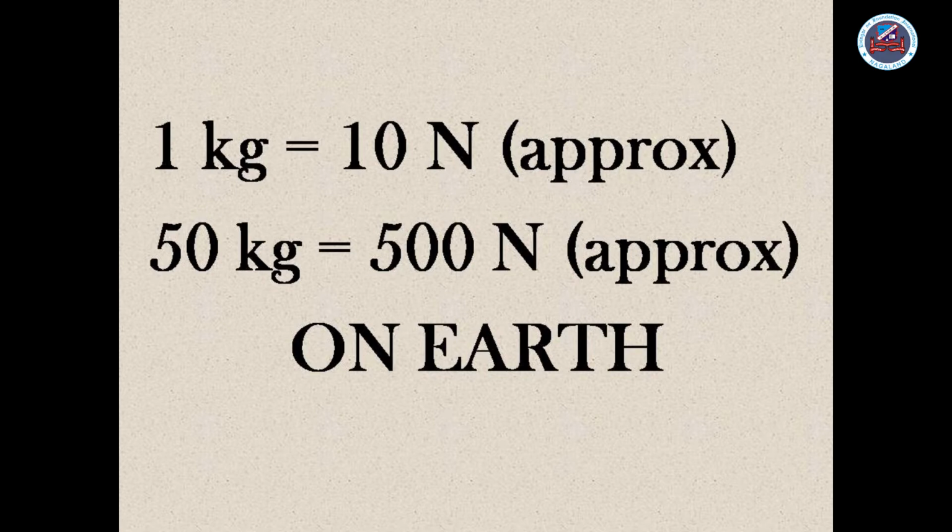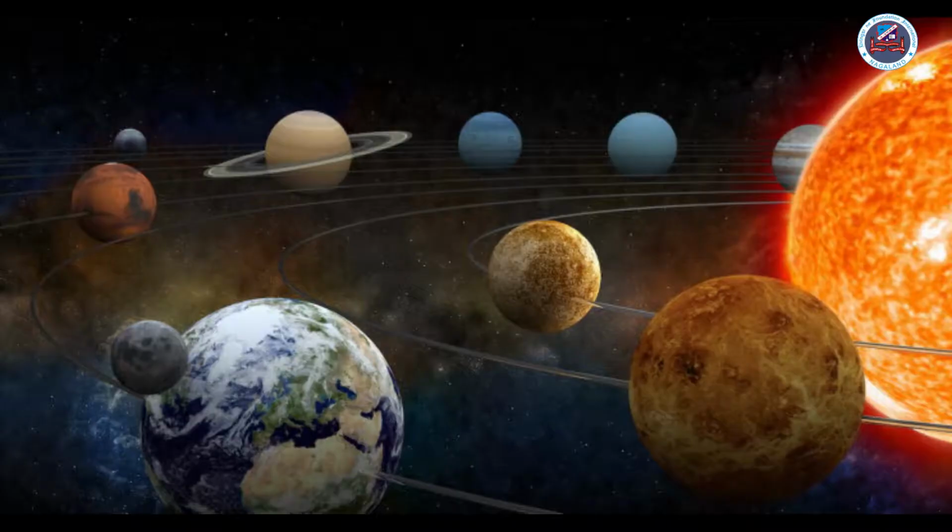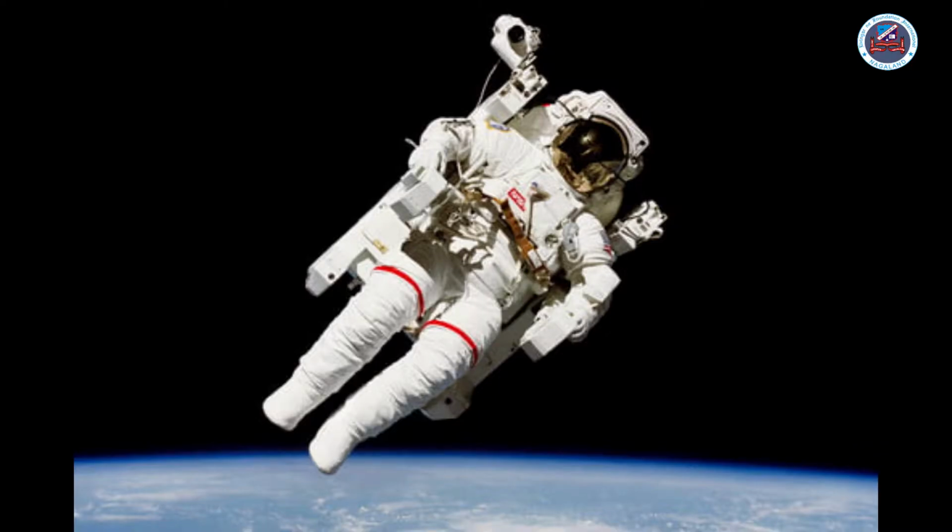You must have noticed that I said my weight on Earth is 500 Newton. This is because the force of gravity on Earth is different than on Moon or any other planets. This is why we float in space, as there is no gravitational force acting on our body, but our mass is still 50 kg of matter.